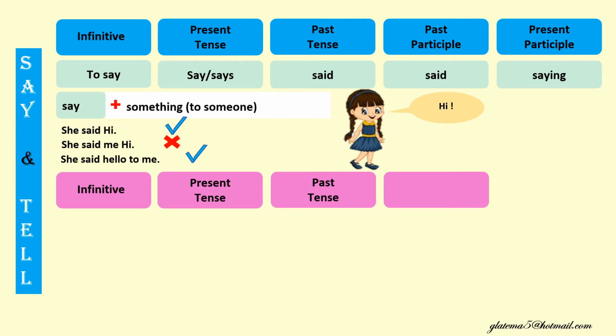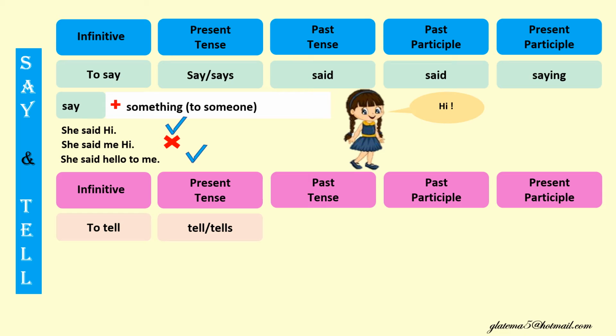We are going to see the infinitive, the present, the past tense, the past participle, and the present participle. The infinitive is to tell. Then in the present tense we have tell and tells. In past tense we have told, past participle told, and in present participle telling.